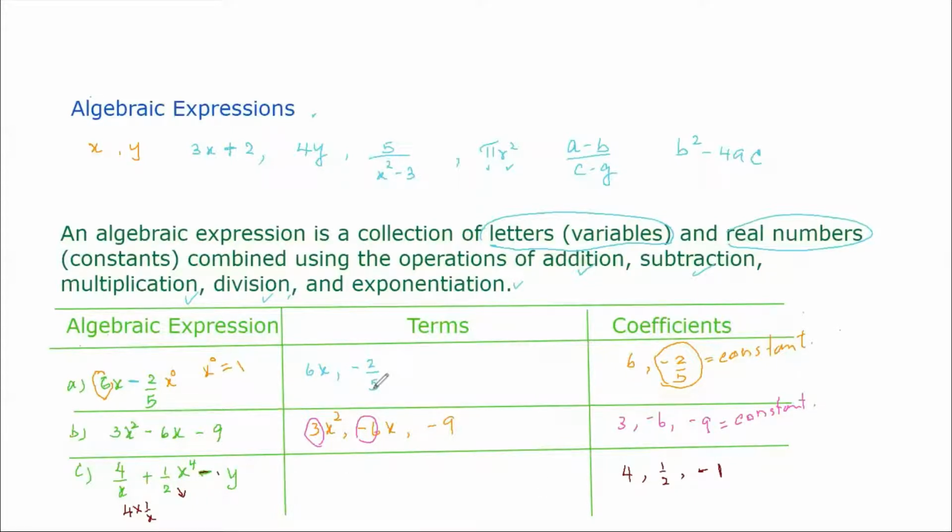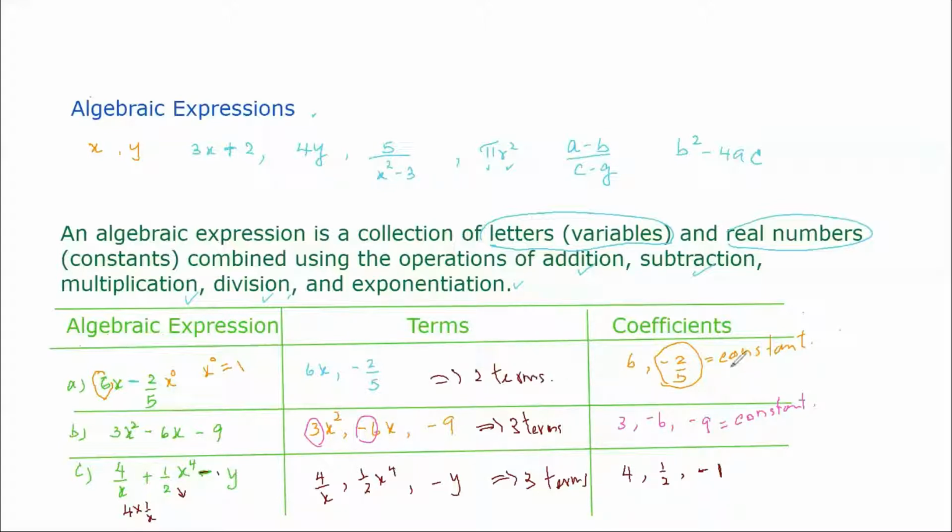So how many terms do we have? 3: 1, 2, 3. How do we know? The plus and minus signs break it down into 3 terms. So we have 3 terms: 4 over x, 1 and 2 over x power 4, and the last one is 3. So this one has 3 terms, this one also has 3 terms, and this one has 2 terms.